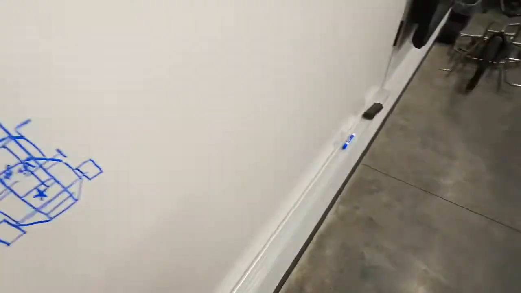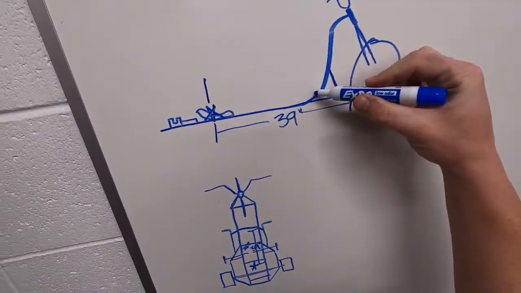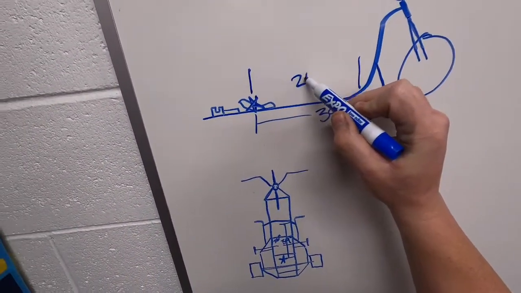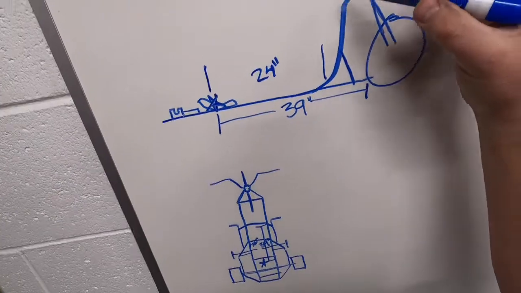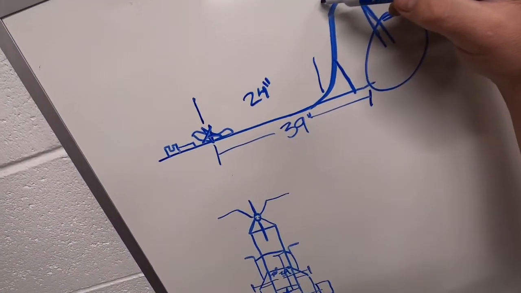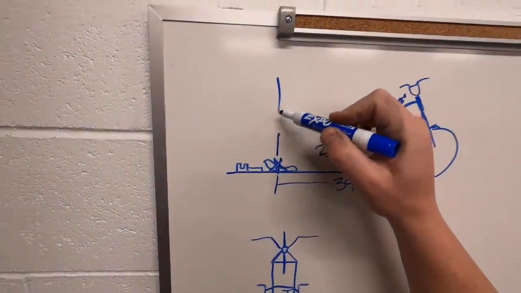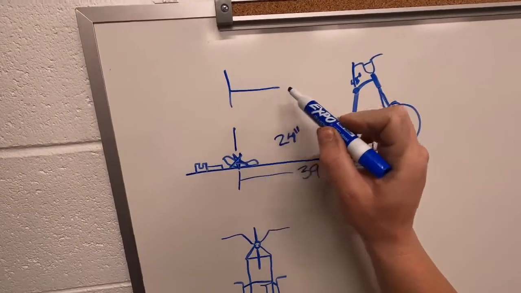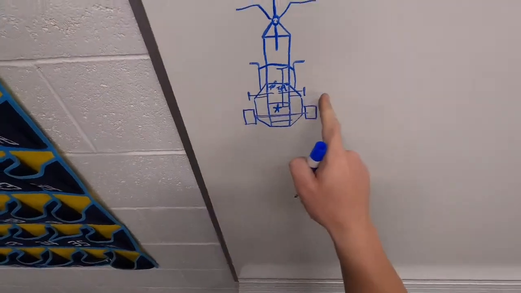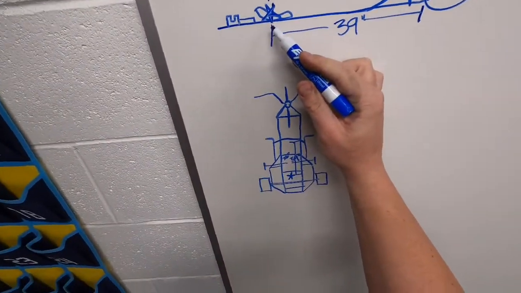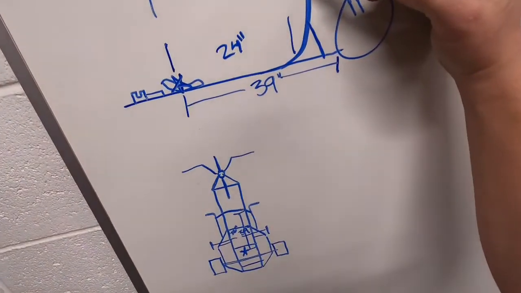So, hop back up. We know from our seat to where we want it to start bending, that's going to be 24 inches. And in total, this is going to be 48 inches until here. That's this point. All right, now we know our width. We know our length from where we're sitting to where we want the tube to go up. We know where we want it to start bending.